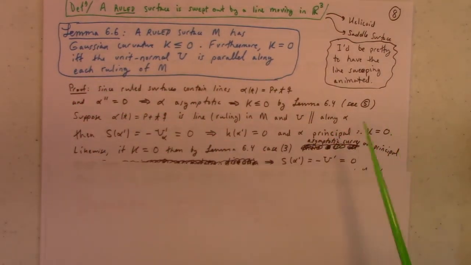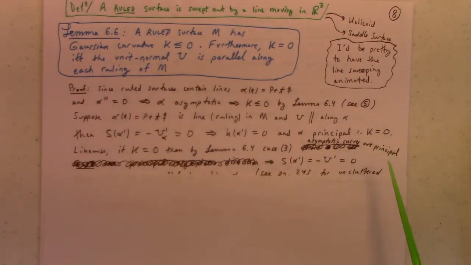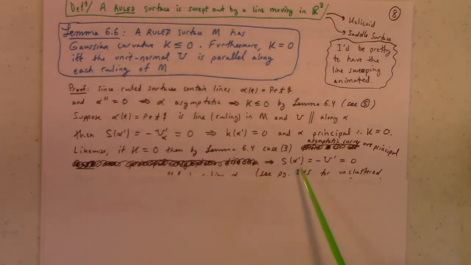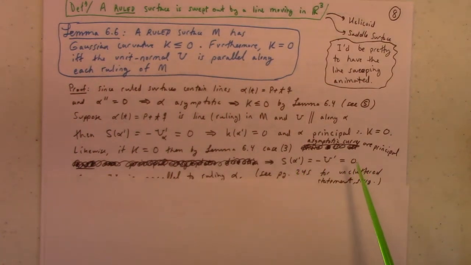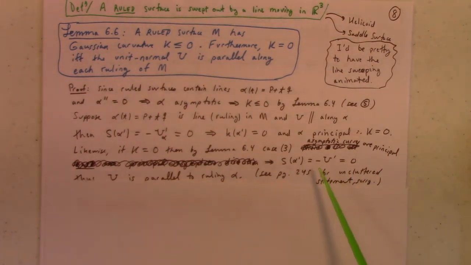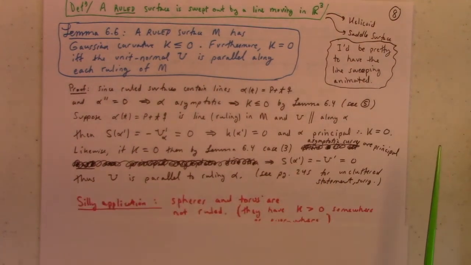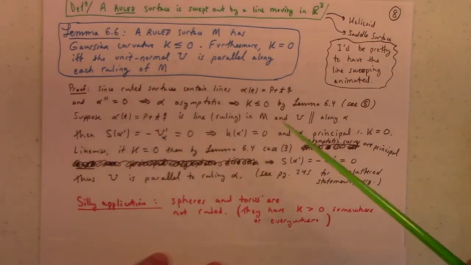Conversely, if we assume that the Gaussian curvature is 0, then by lemma 6.4 case 3, we know that there are, at least, asymptotic directions. See, S of alpha prime equals minus u prime equals 0. So u is parallel to the ruling alpha. Like I said, look at page 245 for a less stumbly presentation of that.